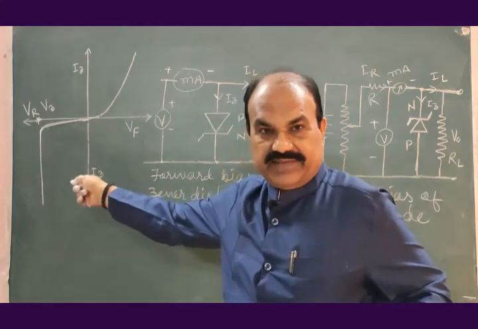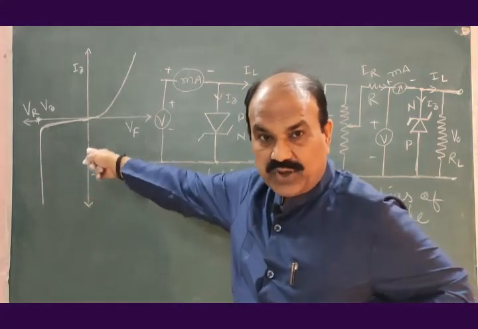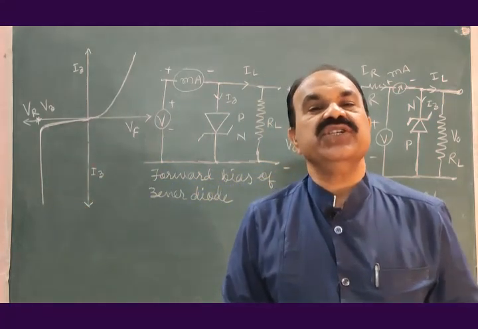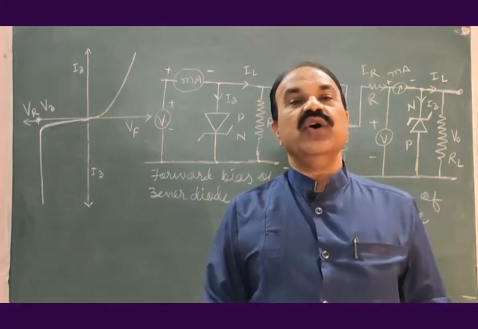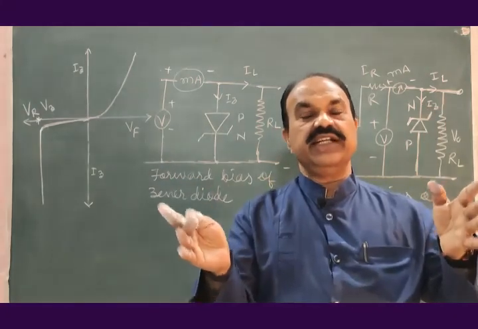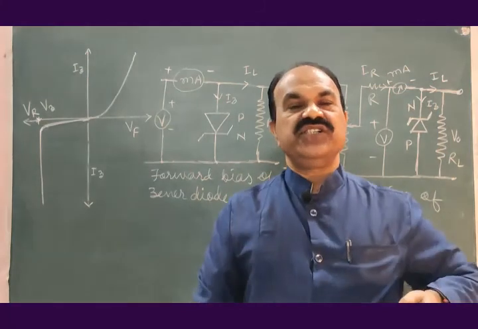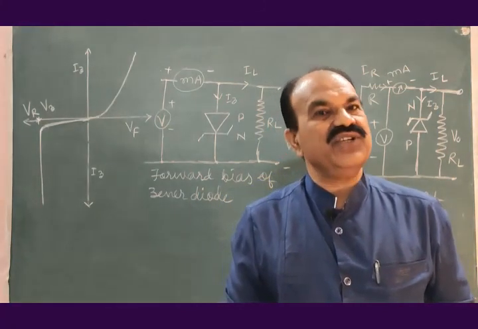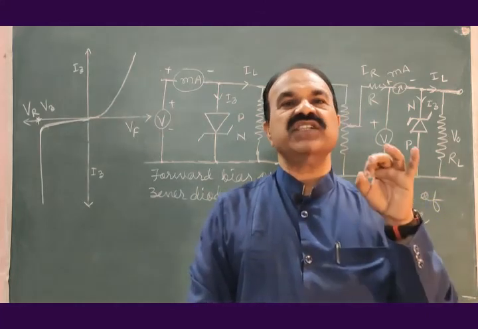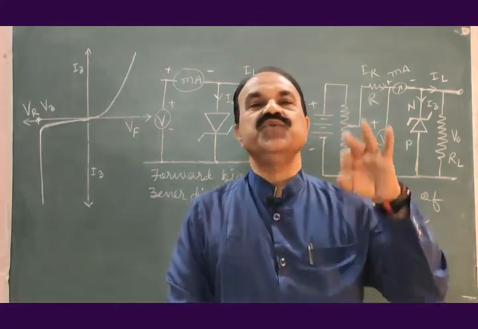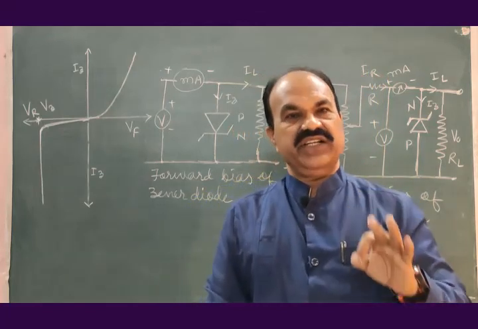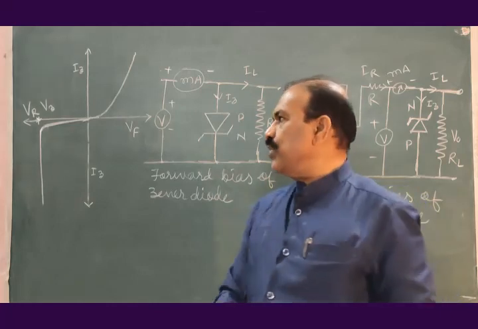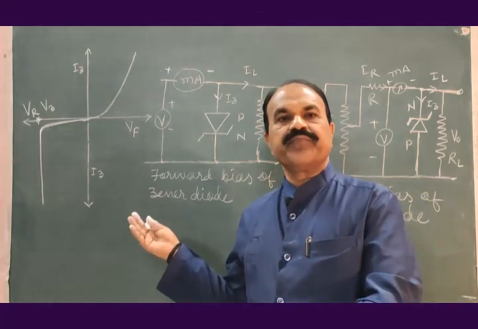because of this very important property, the Zener diode can be used as a voltage regulator. It can be used as a constant voltage source. This is the specialty of the Zener diode, and therefore it is mostly used in almost all electronic circuits to provide constant voltage.